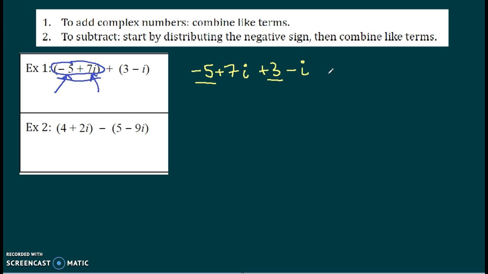So these go together. The real part of this answer would be whatever negative 5 plus 3 is. That's negative 2. And then if I add these together, just combine them, they'll make a positive 6i. So the complex number is a number whose real part is negative 2 and whose imaginary part is 6.